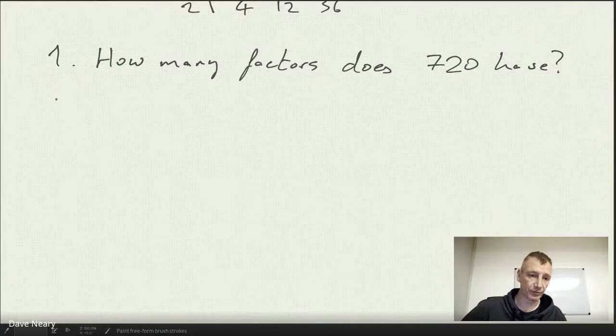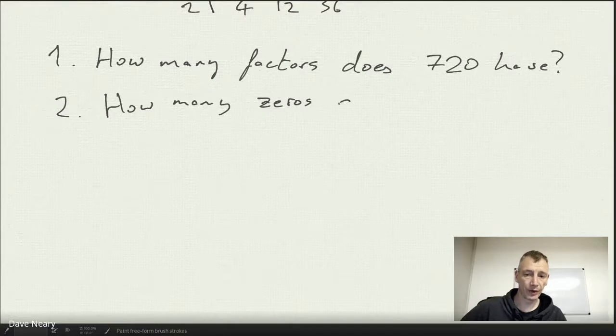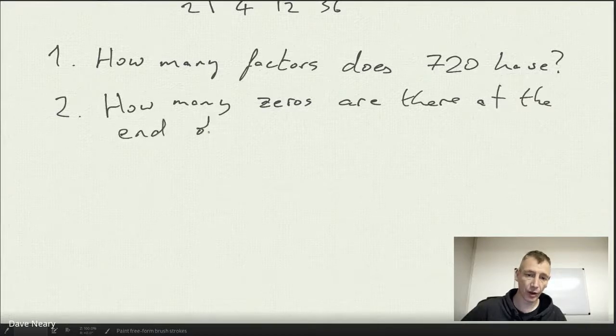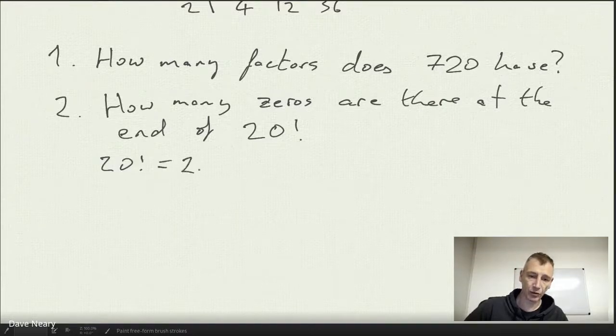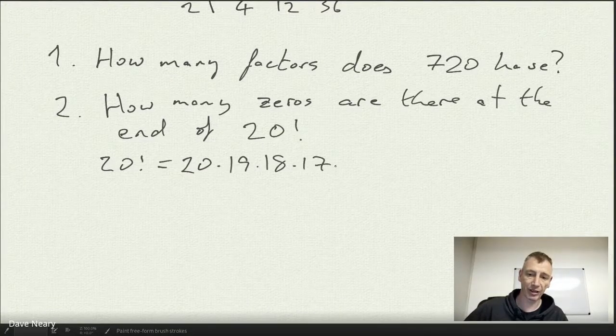And the second, how many zeros are there at the end of 20 factorial? Now I'm going to explain what a 20 factorial is. 20 factorial is what you get by multiplying 20 times 19 times 18 times 17 times all the way down to 2 times 1.